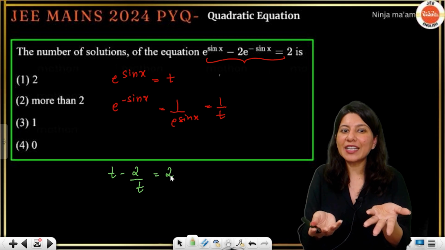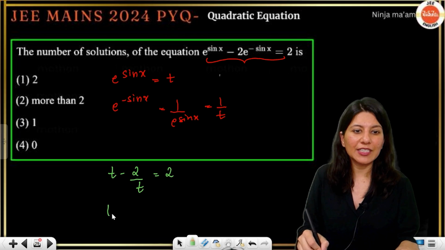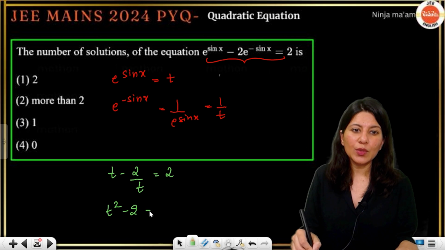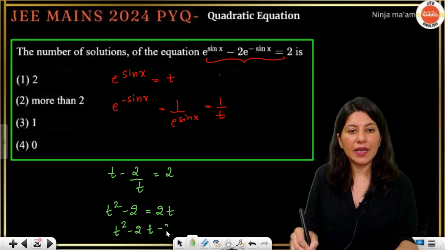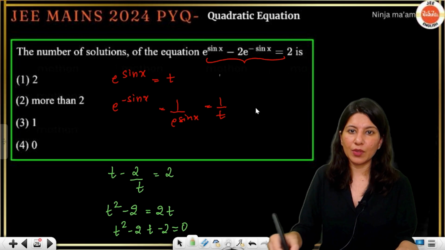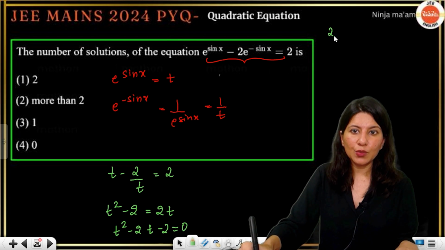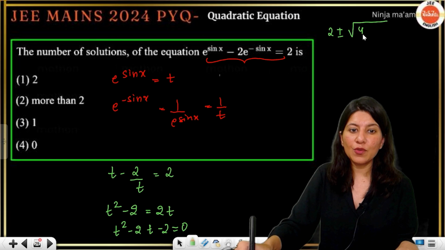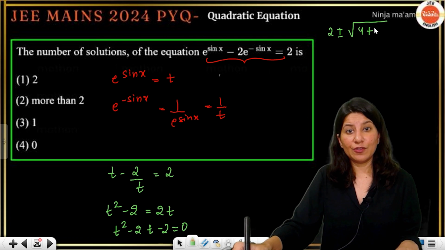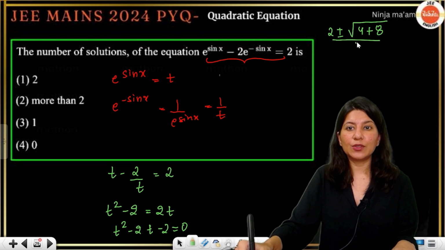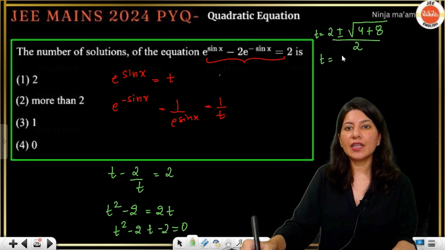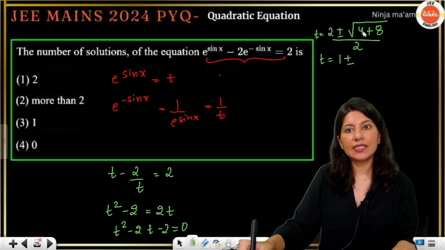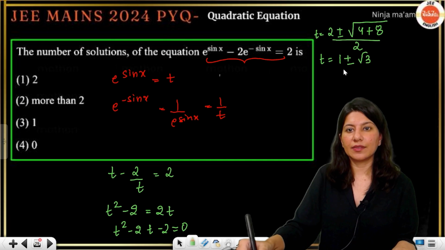This is a normal quadratic equation, right or wrong? So just solve it. t square minus 2 equals 2t. t square minus 2t minus 2 equals 0. Correct? Now t equals 2 plus minus square root of 4 plus 4 twos are 8, by 2. So t is coming out as 1 plus minus root 3.